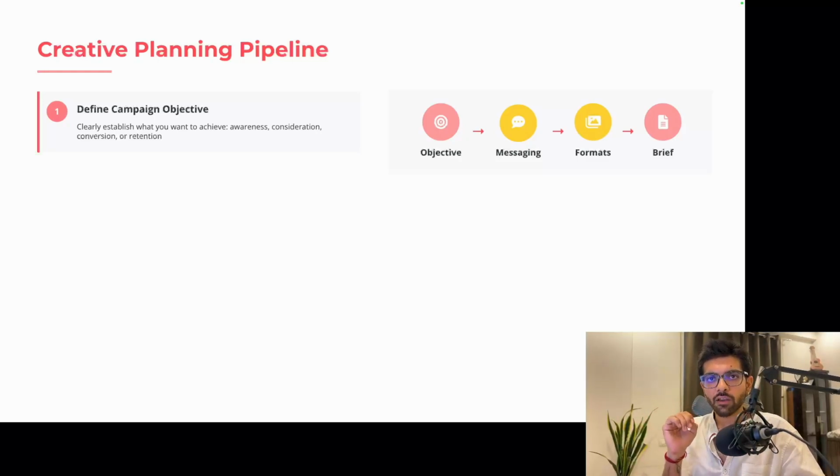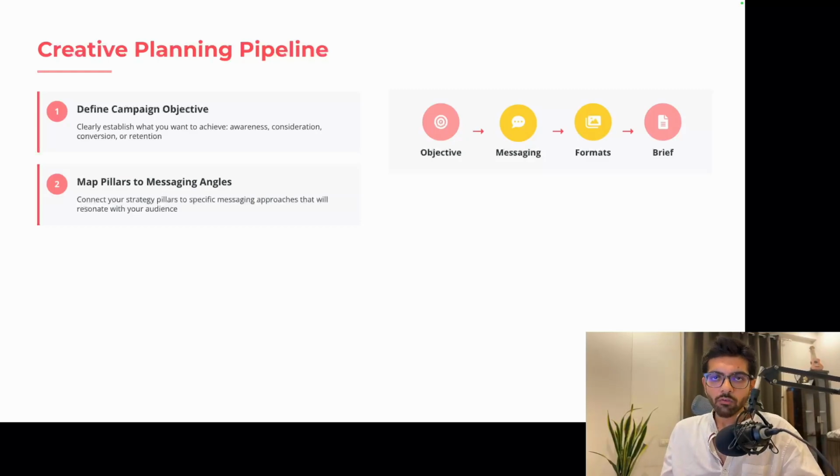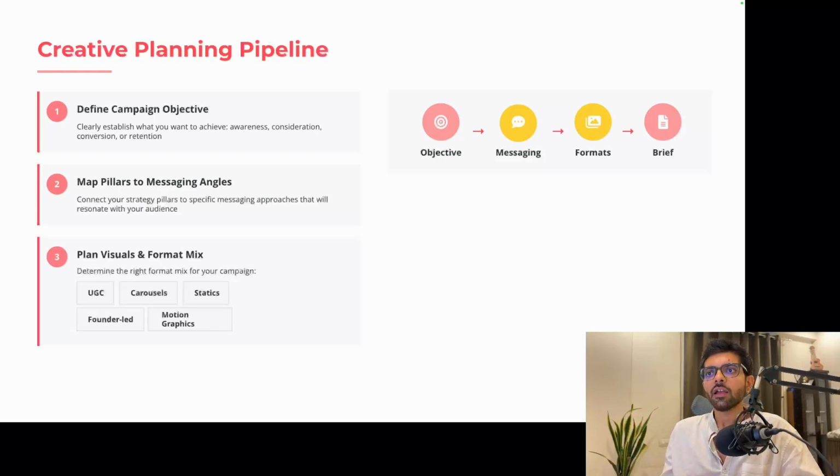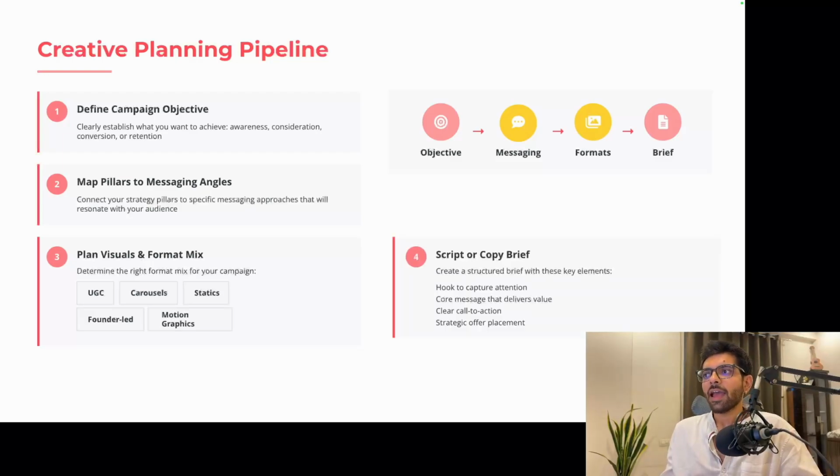First, clearly define the objective. Let's say my objective is purchase, right? Triggering a purchase or a particular conversion. What do I do? I map pillar to angle, messaging angles, right? Connect your strategy pillars to a specific messaging approach that will resonate with your audience. Then plan the visual format. What kind of visual do you want? Is it UGC? Is it carousel? Is it statics? Is it video? Anything, right? And then develop a script or a copy brief accordingly.